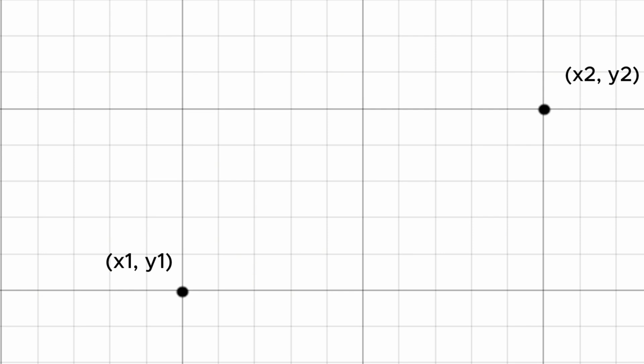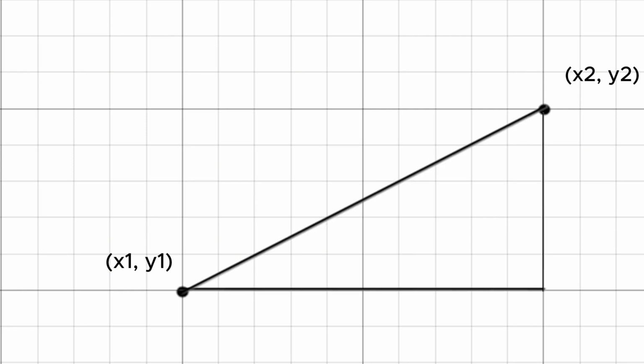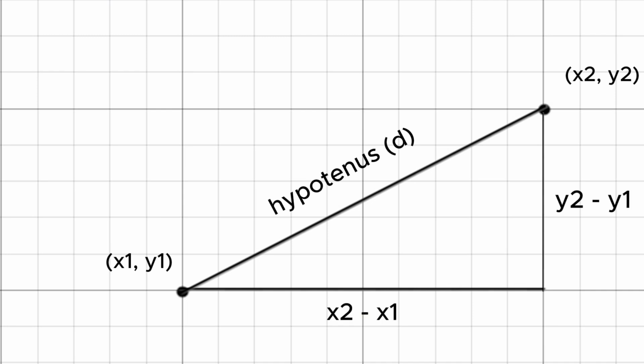If we make it a right angle triangle like this, so in the diagram, if you look at it, the distance between these 2 points is nothing but the hypotenuse. What about the other sides? Well, those are rise and run. Rise is basically y2 minus y1, and run is basically x2 minus x1.